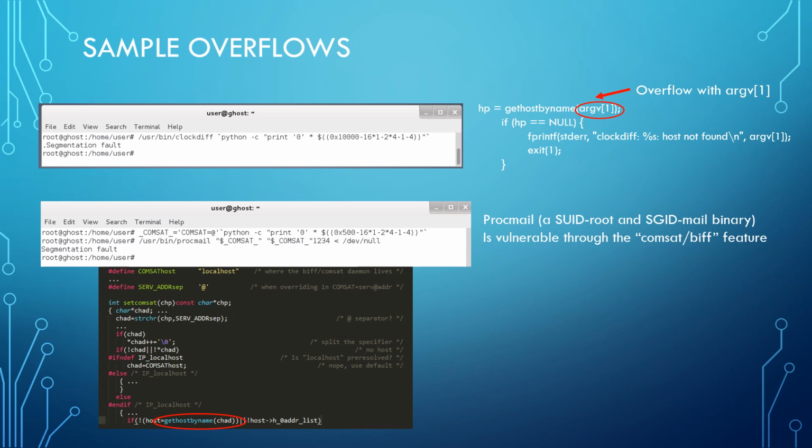Here are some smaller examples of the exploit using the clockdiff and procmail applications commonly installed on Linux systems. These samples could be used for denial of service or potentially further exploited for shellcode injection. Procmail has root privileges to the system and could be used for privilege escalation.